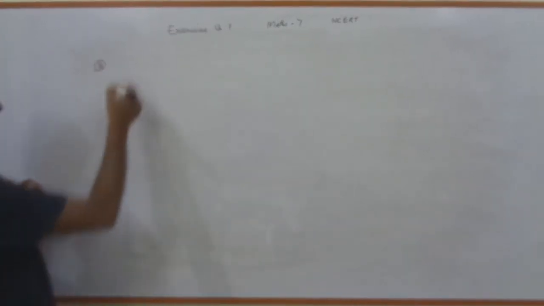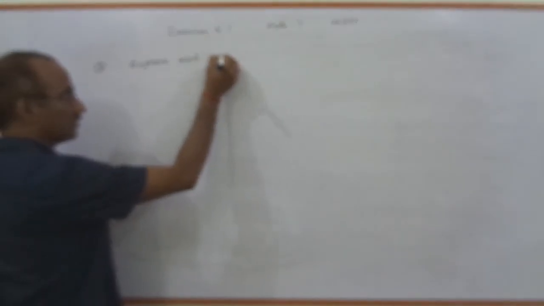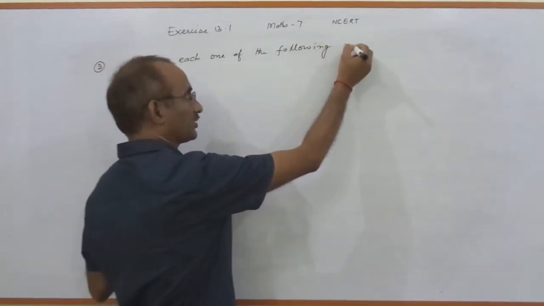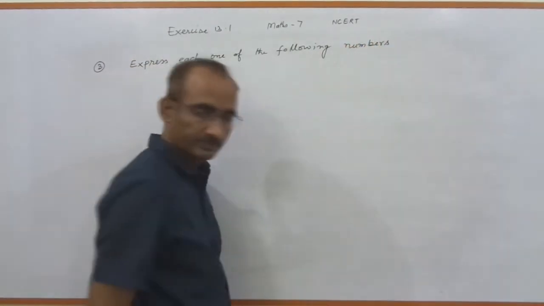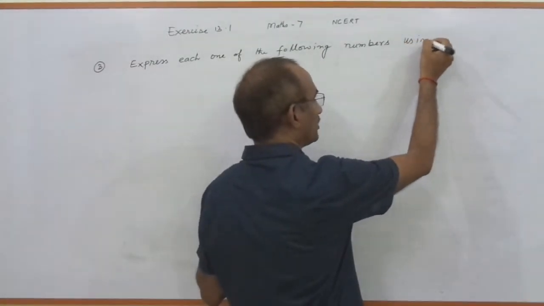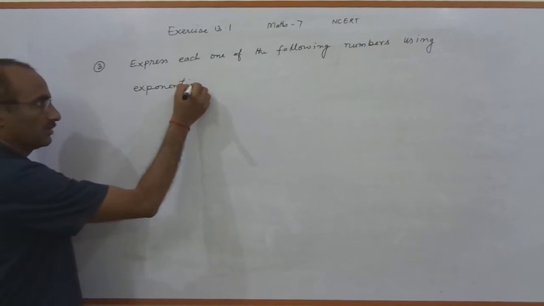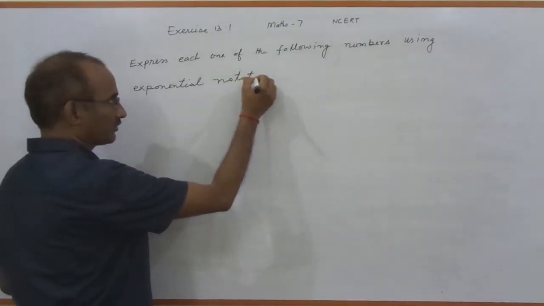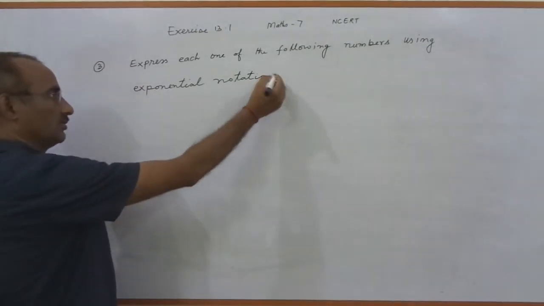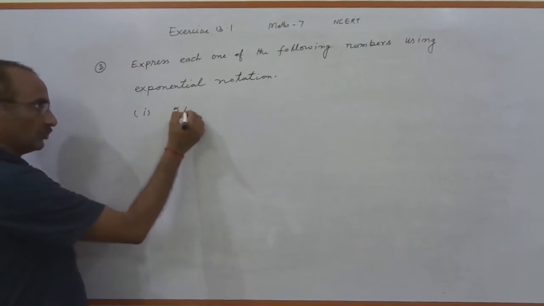Express each one of the following numbers using exponential notation. The first one is 512.